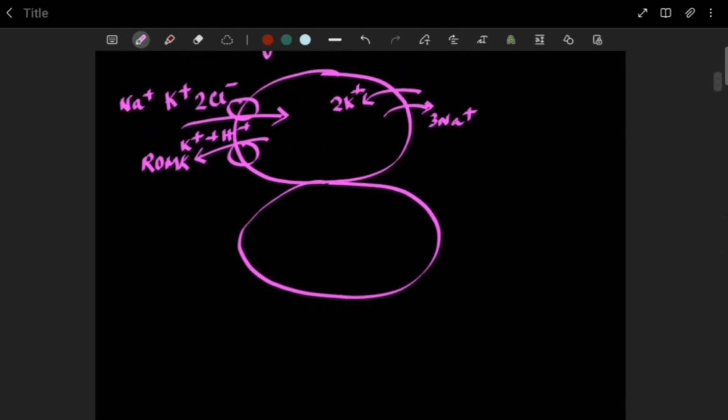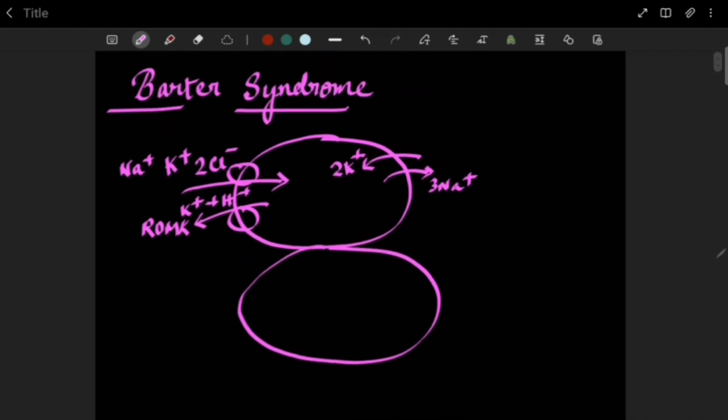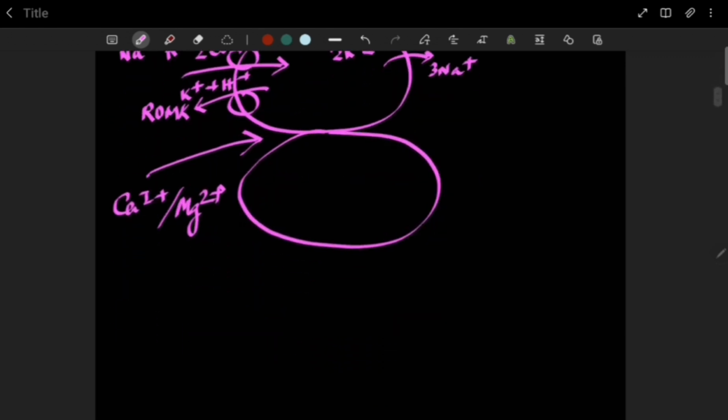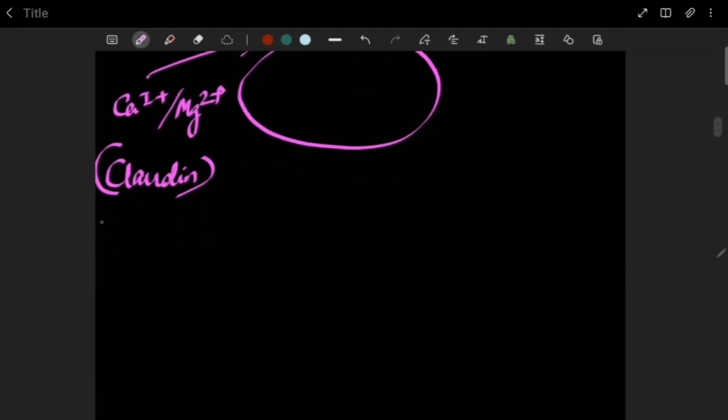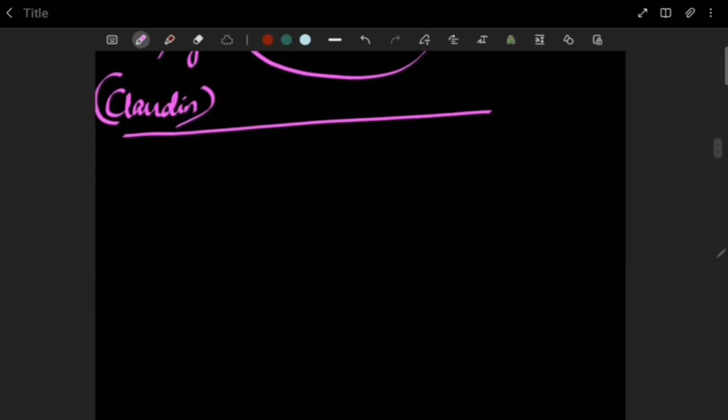Other than that, in the thick ascending limb of loop of Henle, there will be passive diffusion of calcium and magnesium ions via a protein known as claudin protein. This all will happen, that is good.